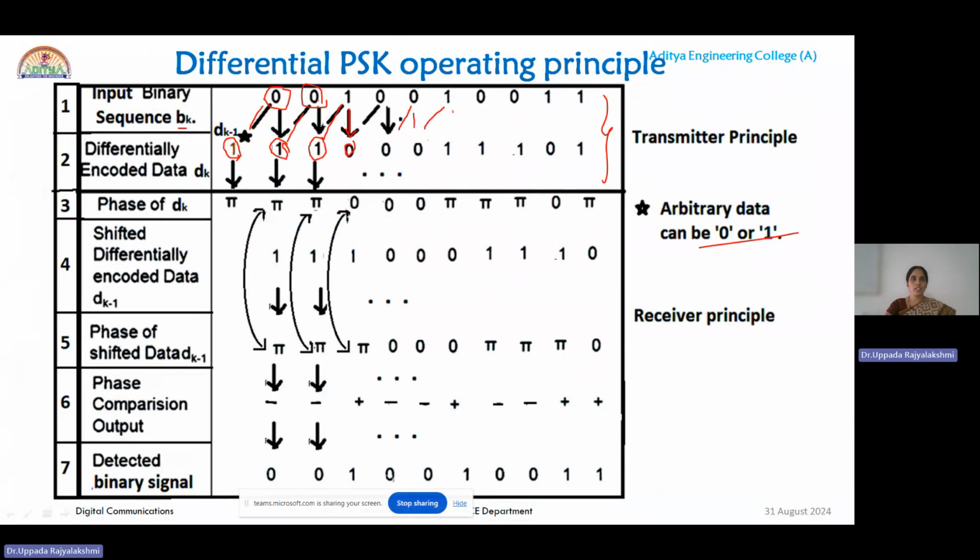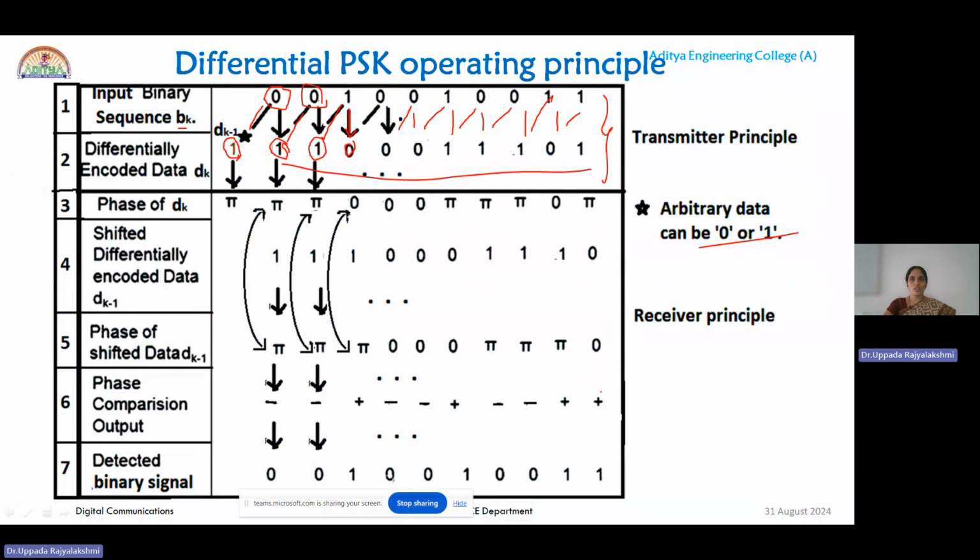0 and 1, different data, so the output is 1. Again different data, the output is 1. Different data, the output is 1. Like that, the process is continued until all the 10 bits are completed. So finally, you will obtain the differential encoded sequence as 110, 001, 1101. Finally, we generated the differential data sequence.